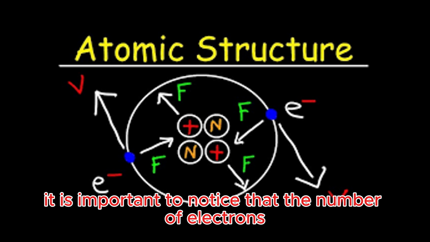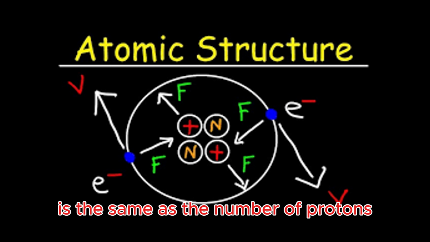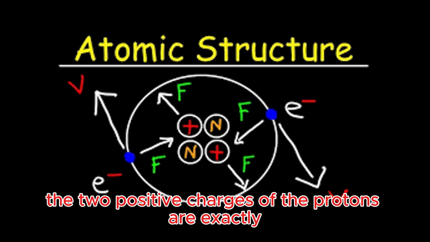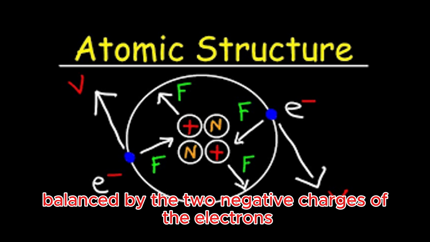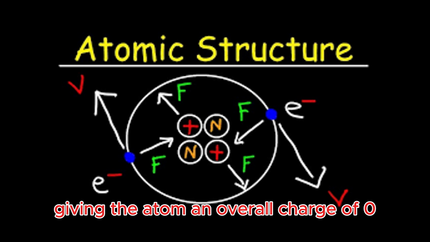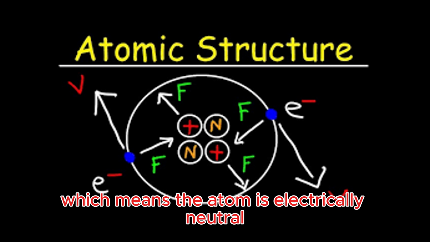It is important to notice that the number of electrons is the same as the number of protons. The 2 positive charges of the protons are exactly balanced by the 2 negative charges of the electrons, giving the atom an overall charge of 0, which means the atom is electrically neutral.